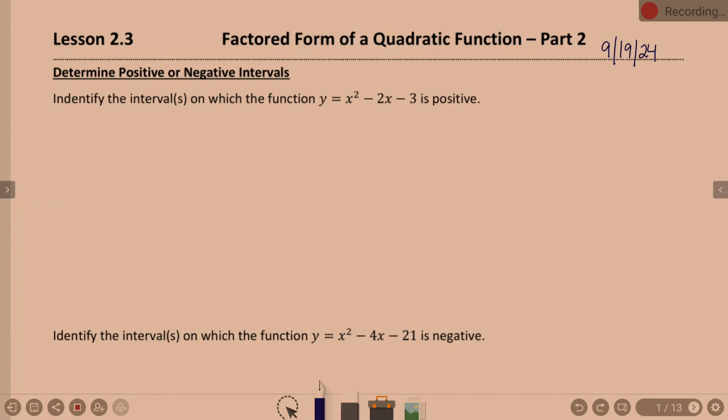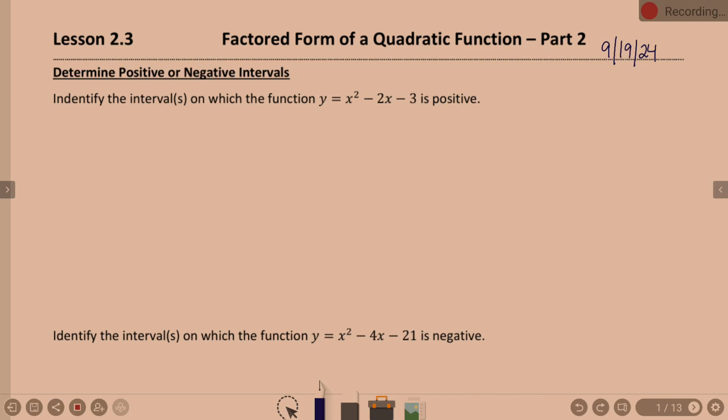And the last thing we have to talk about in lesson 2.3, and this is what I deemed part 2, is positive and negative intervals on a graph. So where is the equation positive? When I talk about positive, we're talking about on a graph, where is it above the x-axis? And where is a graph negative? On a graph, where is it below the x-axis? Where does it have positive and negative values?